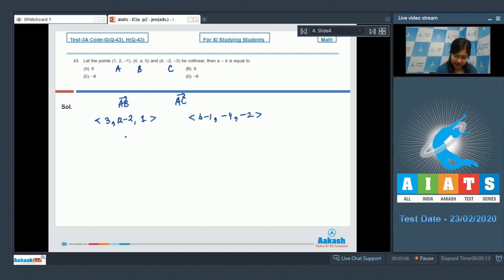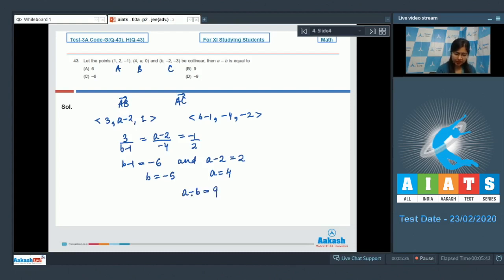So we can say 3 upon (B minus 1) is equal to (A minus 2) upon minus 4 is equal to minus 1 upon 2. So B minus 1 is equal to minus 6 and A minus 2 is equal to 2. So the value of A is equal to 4 and B is equal to minus 5. So A minus B is equal to 9. So the correct answer is option number B.